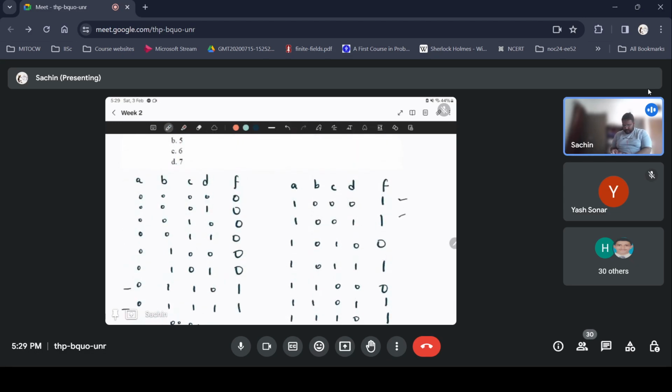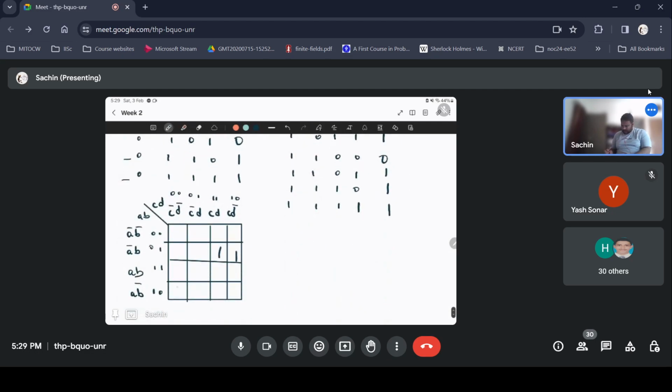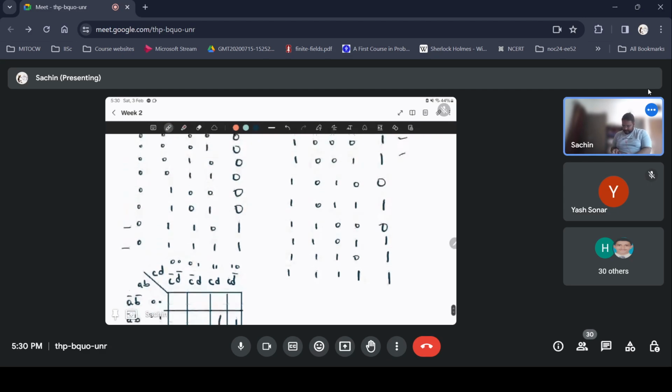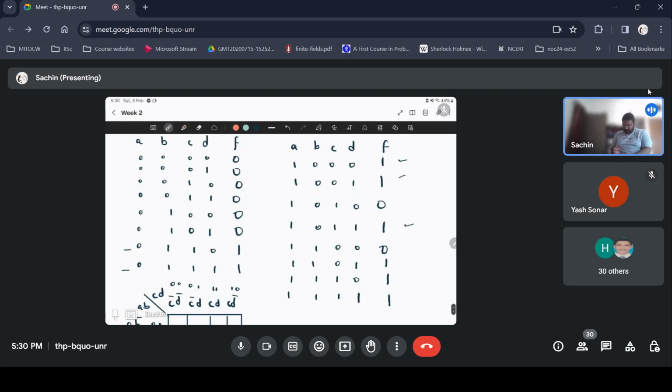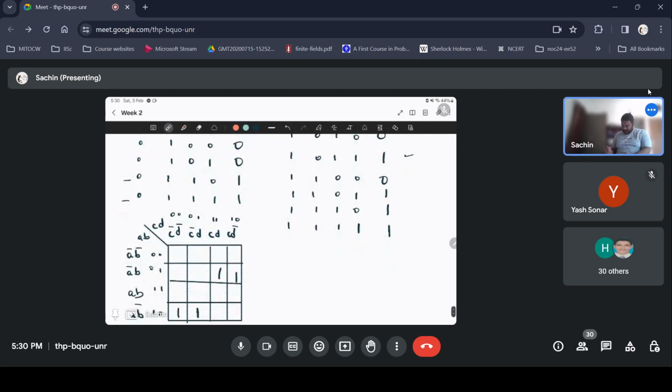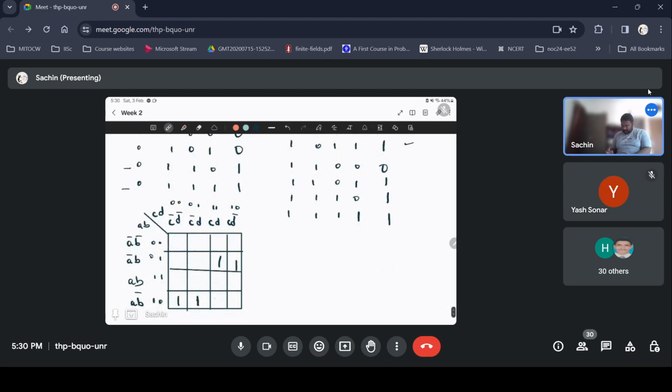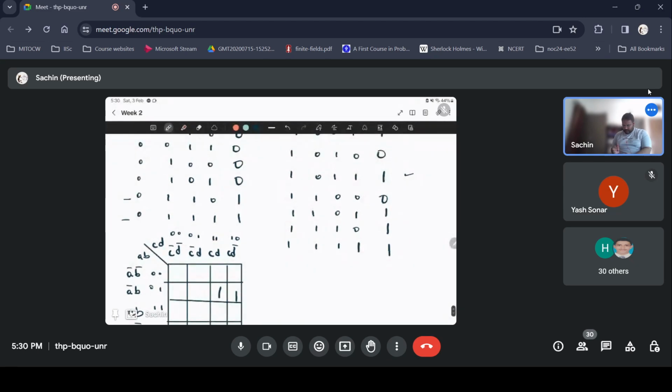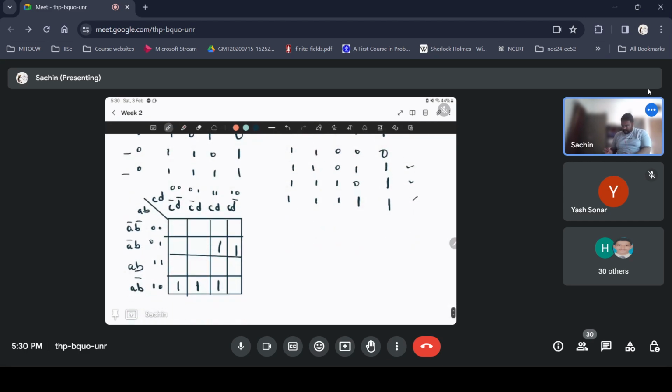M8 and M9 are 1. M8 is here. M9 is here. M11 is 1. So this is a 1. And then 13, 14, 15 are all 1s. So this is 13, this is 15 and this is 14.